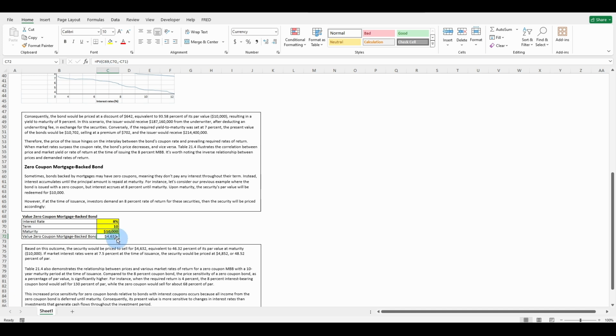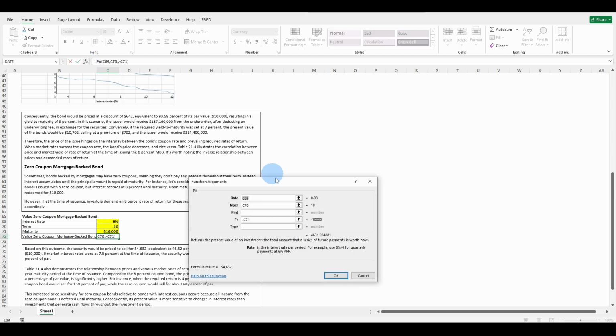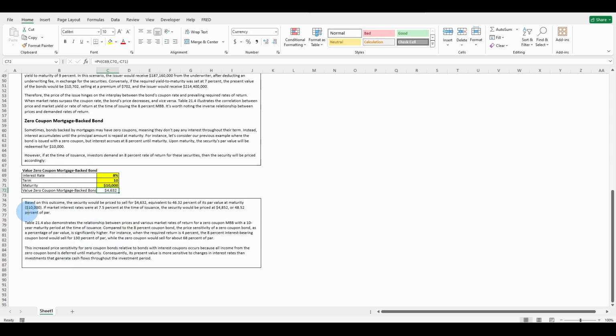How do we compute it? We're basically just doing the same thing. Notice we have C69, which is our interest rate. C70 is our term, and our maturity, look way over here. Check out the configuration here. We have a future value. We have a big switch here because we're selling this at a discount. We're looking at this C71. Work through these things. Read this if you want. It basically explains the duration and volatility.